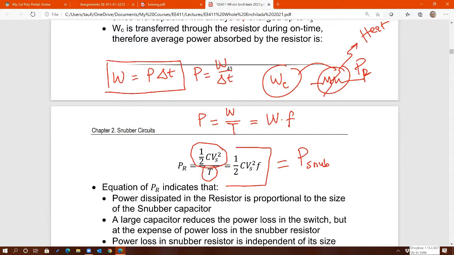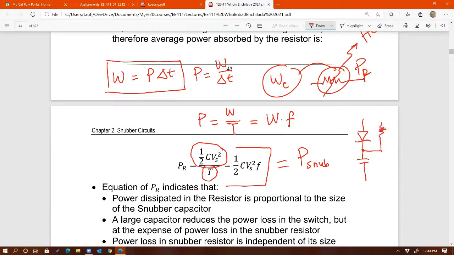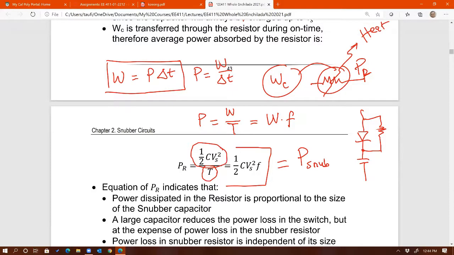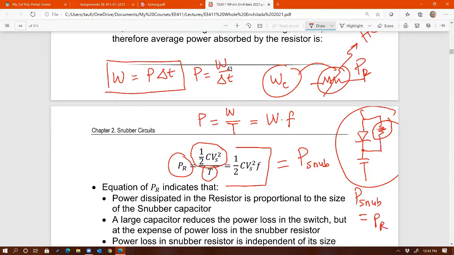right? If you look at the circuit for the snubber, it looks like this. That's the snubber circuit. So out of these 3 components, assuming everything's ideal, the only one that would consume power is the resistor. So that's why PR represents the entire loss of the snubber. Does that make sense, hopefully?